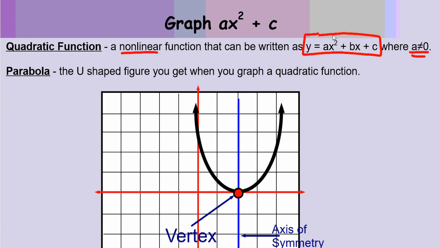So you need to have a squared term. There needs to be a power of 2 in the equation, and the biggest power, the degree, needs to be a 2. You can't have a power bigger than a 2.